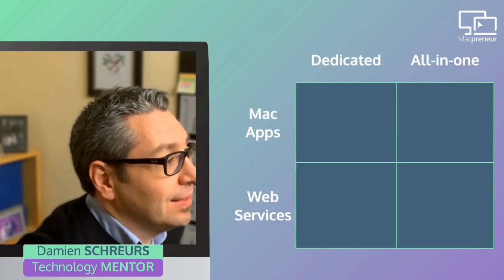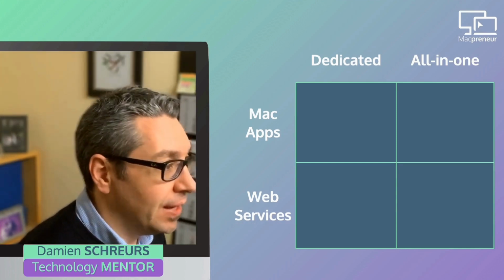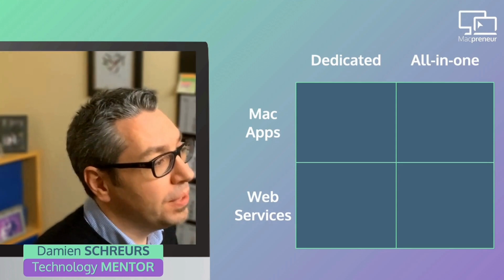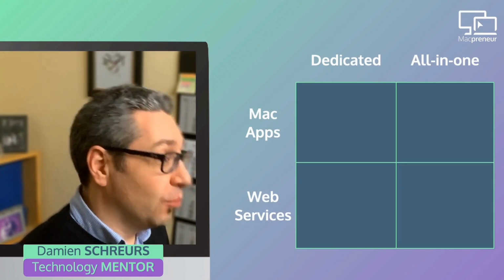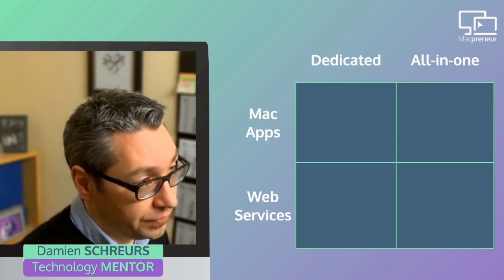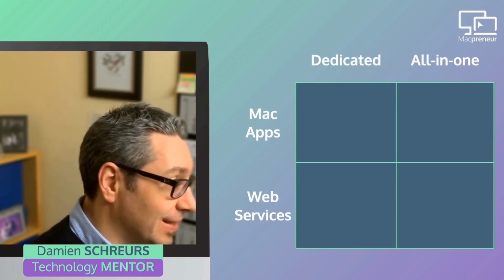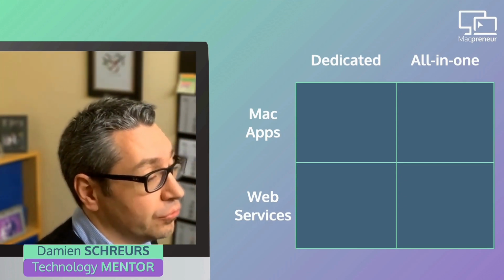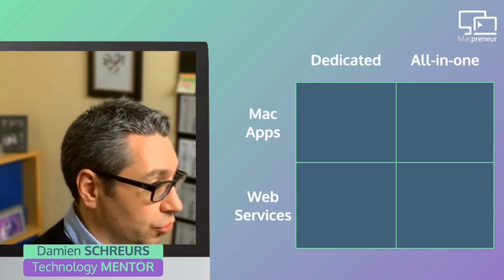And so, as I said, there are a lot of solutions out there. And so one way to simplify the landscape is to distribute them into 4 big buckets. Imagine a 2x2 matrix with the top row being for Mac applications and the bottom row for web services. And then if we look at the columns, now the left column would be for dedicated solutions or multiple tools to manage our client's relationship. And on the right column, it would be all-in-one solutions.